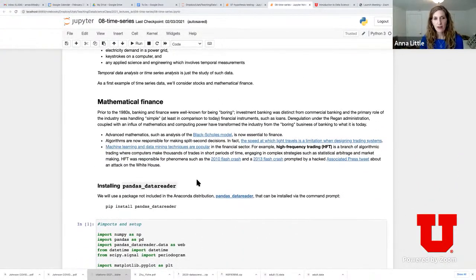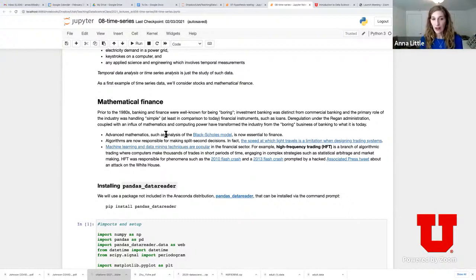Okay, so mathematical finance used to be considered somewhat boring, and this was mainly because most of the financial instruments of the day were kind of boring. They were just loans and other pretty simple financial instruments. But since the 1980s, this has really changed a lot due to deregulation in the financial industry, and also a lot of new ideas and developments coming out of math and computer science. So this has turned into actually a very sophisticated industry with very complicated models and strategies for making decisions.